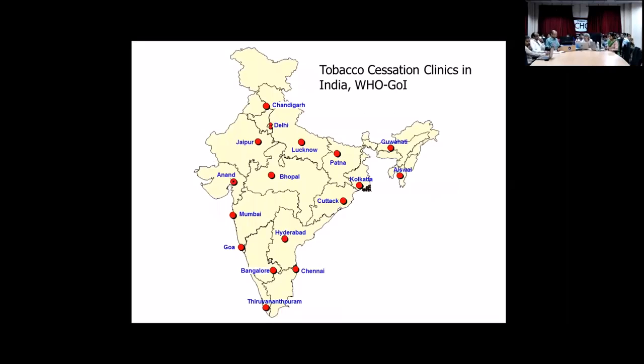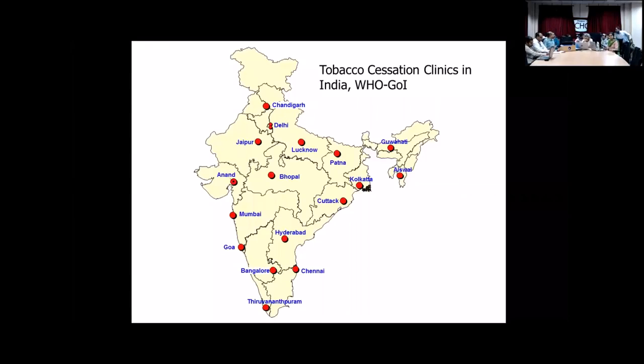I'll give you a brief history of how tobacco cessation started. It was very gratifying to hear Dr. Sujata say that they started this TCC in 2012. So I'm going to rewind to 10 years earlier. It was around 2002-2003 that the government of India, in conjunction with the WHO country office, set up on an experimental basis about 11 tobacco centers all over the country.